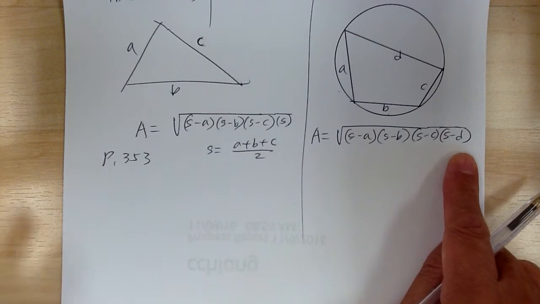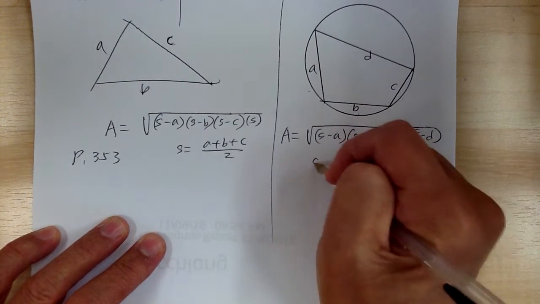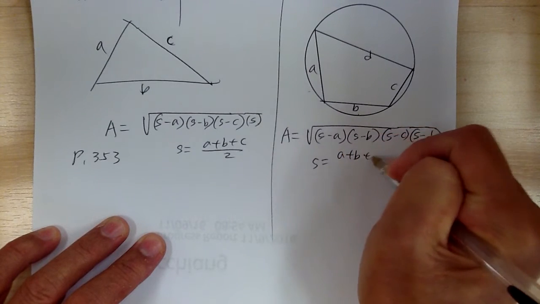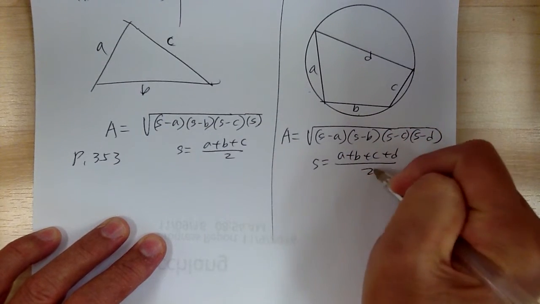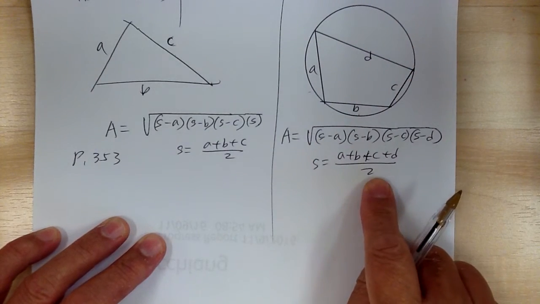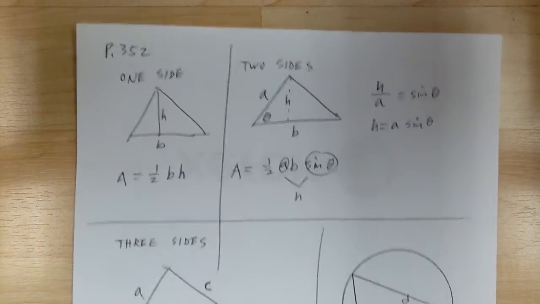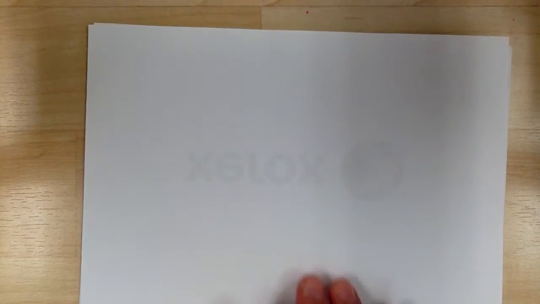So over here, if you have a quadrilateral inside a circle, then you do the same thing. So S will equal A plus B plus C plus D over 2. Right? Again, half of the perimeter. You add all four sides, divide by 2. Okay, now let's go over some examples of how to use these. Let's go to example 1.